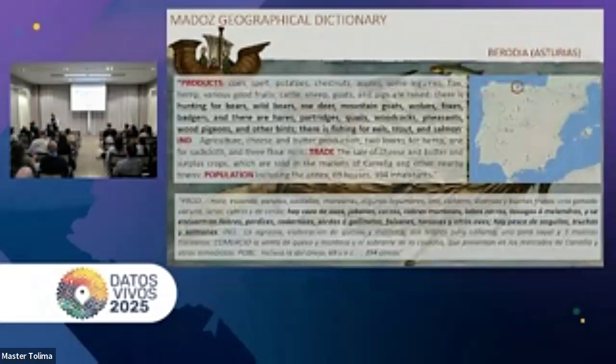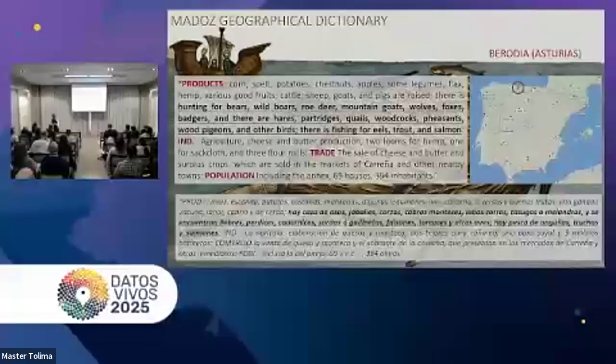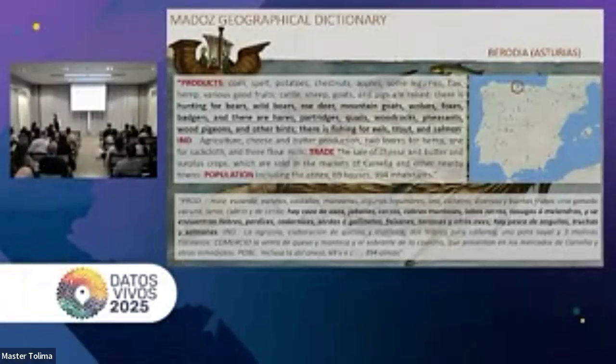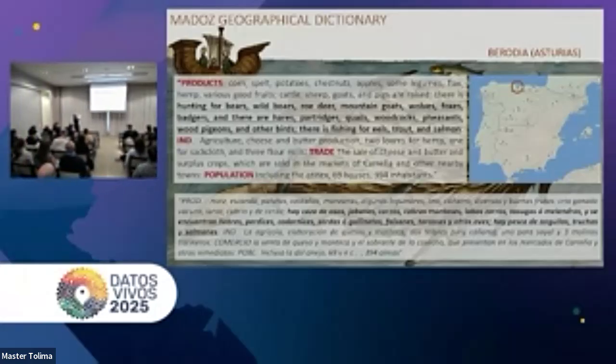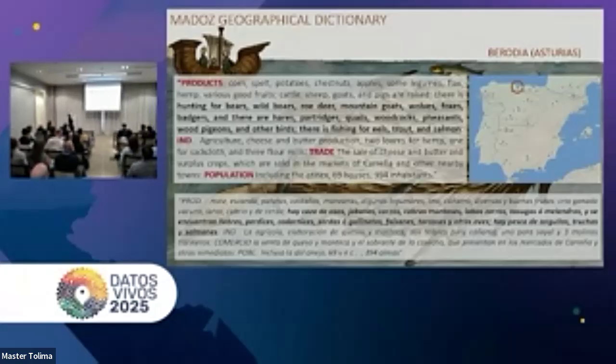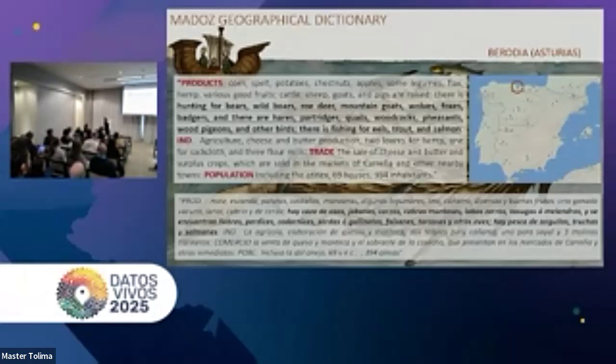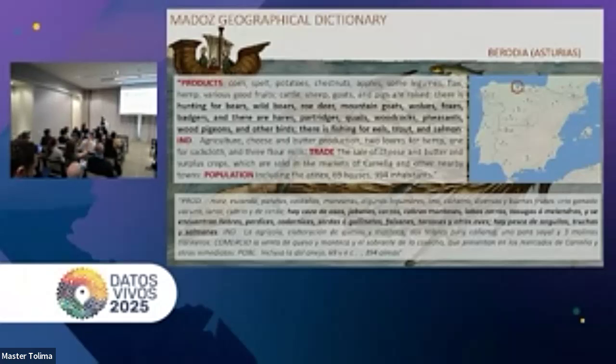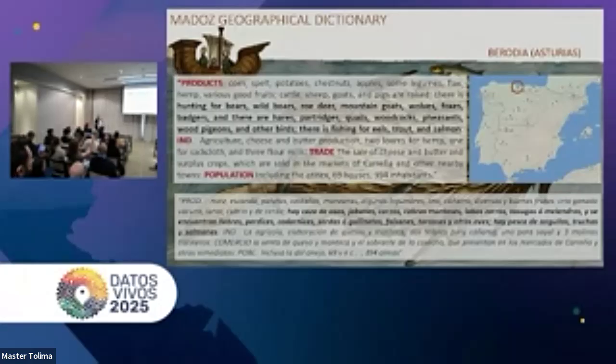This is just to give you an example of how this information looks. You have the Spanish original version at the bottom. I took a random example of a village in northern Spain, in Asturias, Herodia. This is the type of thing you could find in these geographical dictionaries. What is interesting for us here is the products. They tell you that they're hunting bears, wild boars, roe deer, mountain goats, wolves, badgers, there are some birds. They also fish eels, trouts, and salmons, for instance.